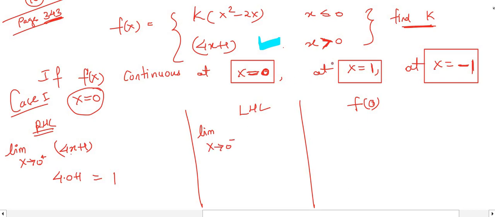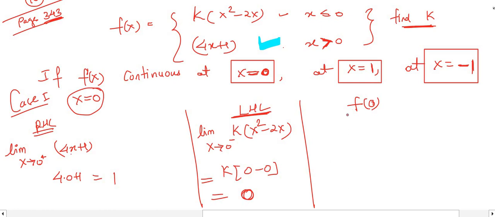So when we put 0 minus, I have to take this one, which is k x square minus 2x. Just put the value 0. So k times 0 minus 0, which is 0. This is LHL. And what is the function value at 0 itself? At 0 means equal to 0, so I have to take this one. Function value at 0 will be this one. I will take less than 0, k times 0, which is 0.